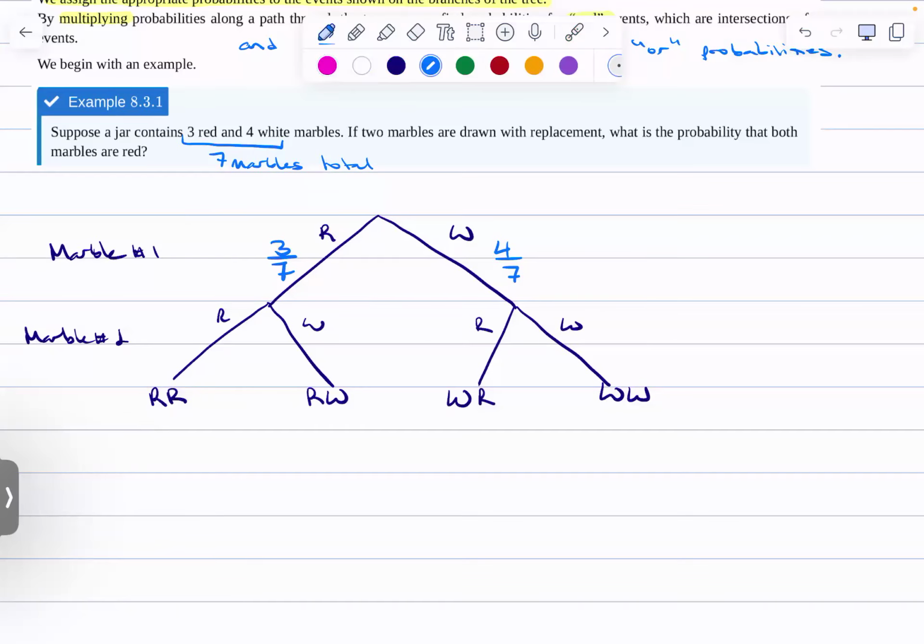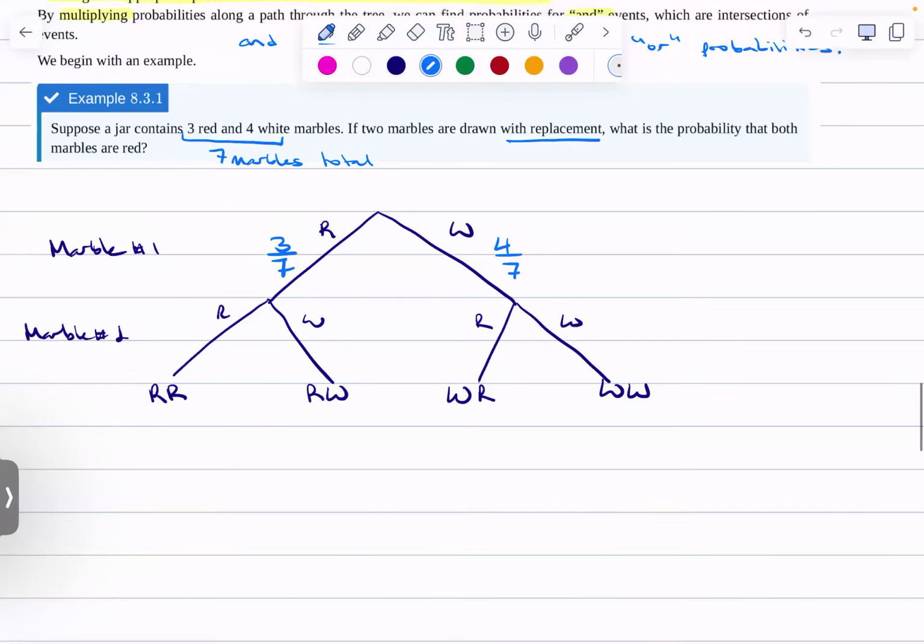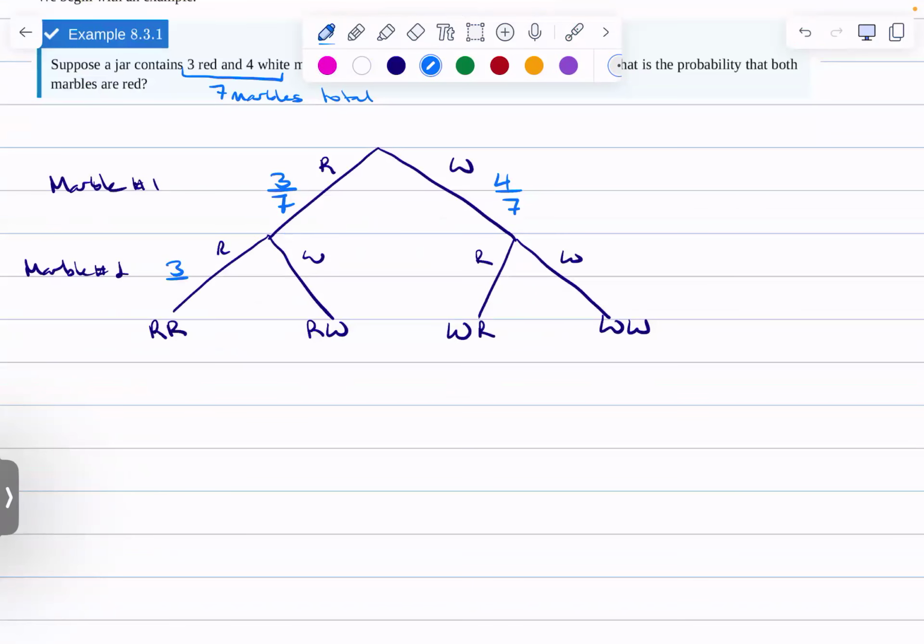Now we're sampling with replacement. So if I drew a red one, then the red one goes back in and it stays the same. It's 3 over 7, and I still have 4 over 7 white ones. And same thing on the other branch.